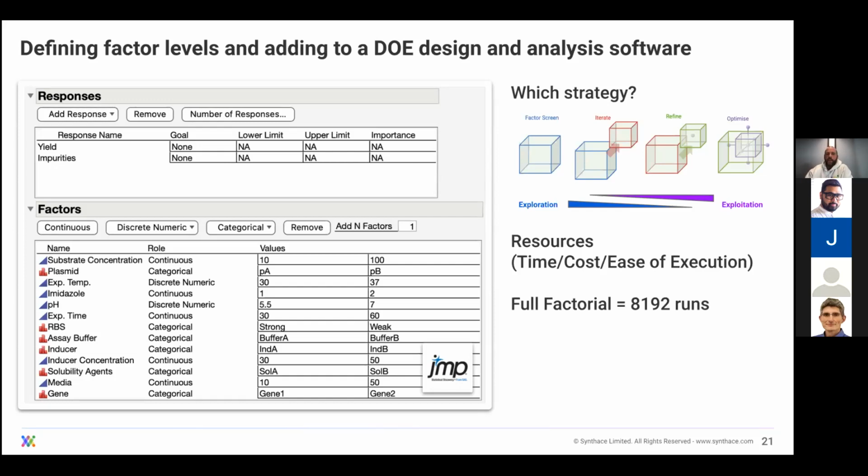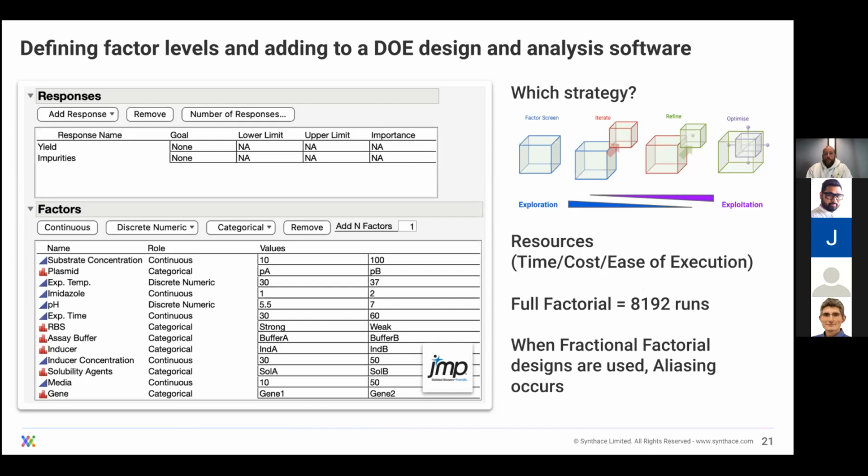I wanted to highlight that if we run the full factorial of the protein expression factor space, then all combinations of the factors at their corresponding levels would require us to execute over 8,000 runs. We are unlikely to be able to perform this many runs, and so we will look at the implication of fractional factorial designs for screening.